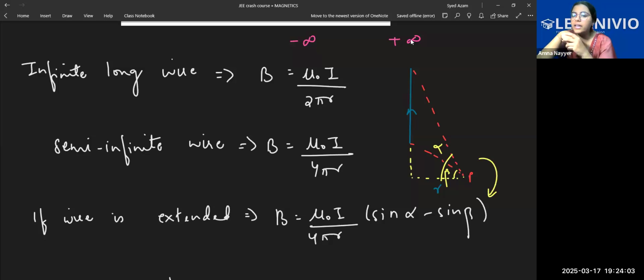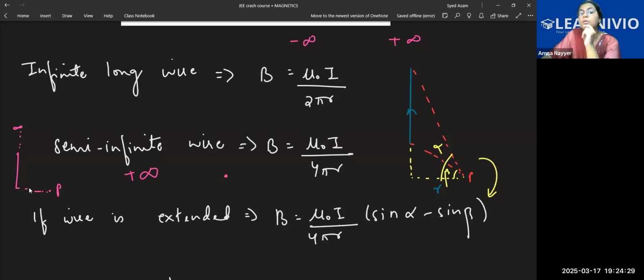What's a semi-infinite wire? Semi-infinite wire means one end is towards infinity. Here in semi-infinite, one end is towards infinity, but the other end is towards a fixed point like this. This is pointing towards infinity, and here we are calculating the point. This point should lie towards the finite end. This is the semi-infinite wire.